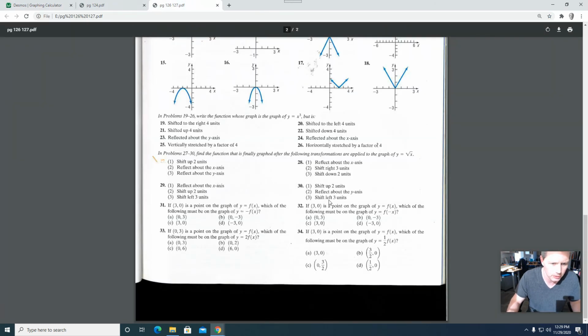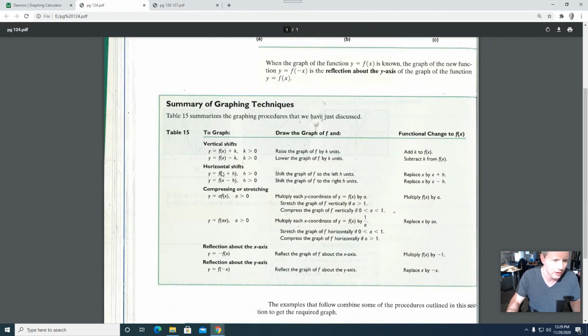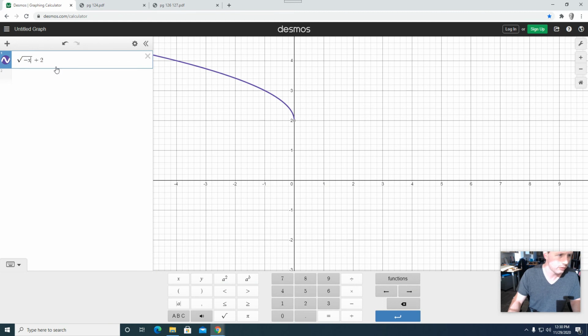And then finally, I want to shift it to the left 3 units. Again, to shift to the left 3 units, I want to add 3 right here. Shift the graph of f to the left h units. In my case, my h is 3. So I want to add 3 here. So that will be replace x with x plus 3. Minus x, and put in a parentheses, x plus 3. There we go, sorry. So that is negative x plus 3, plus 2.